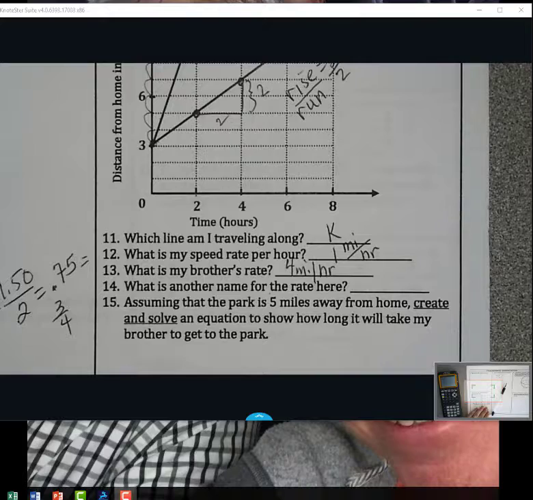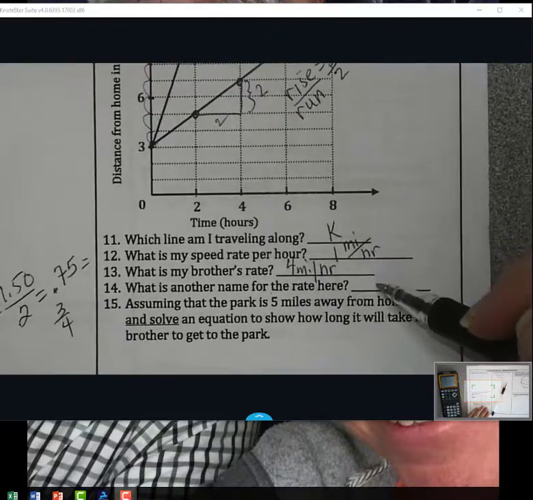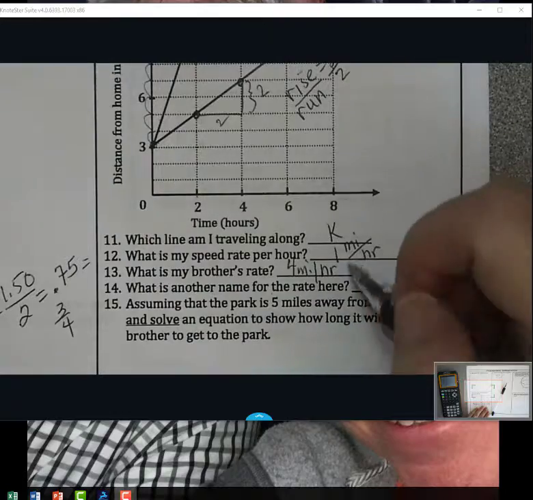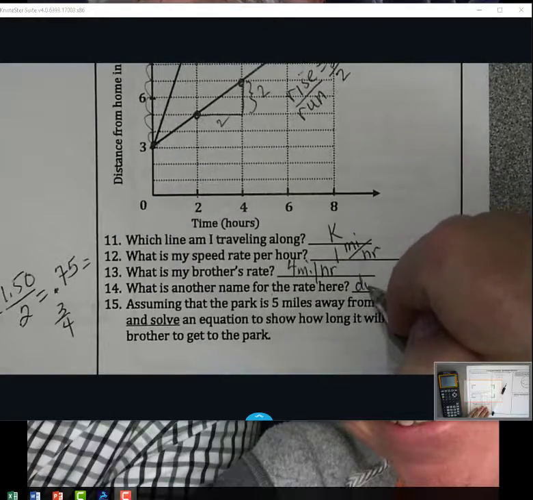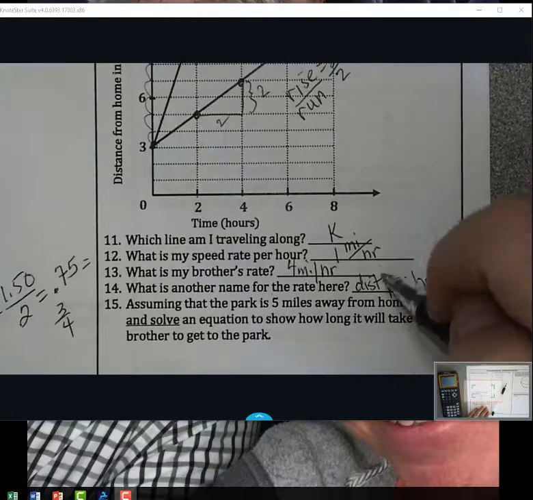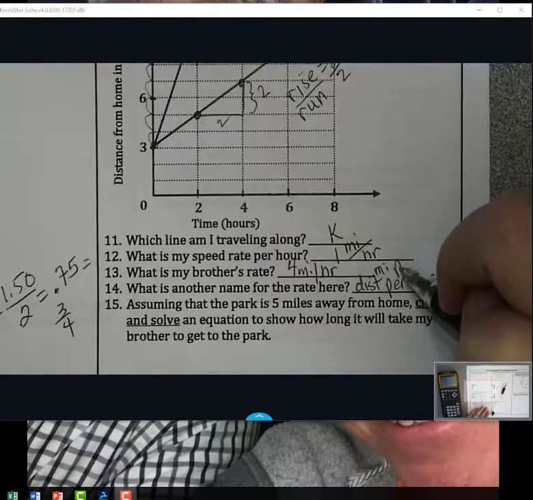Okay? What is another name for the rate here? Another name could still be rate of change, but also here it is the distance per hour. Or you could say miles per hour.